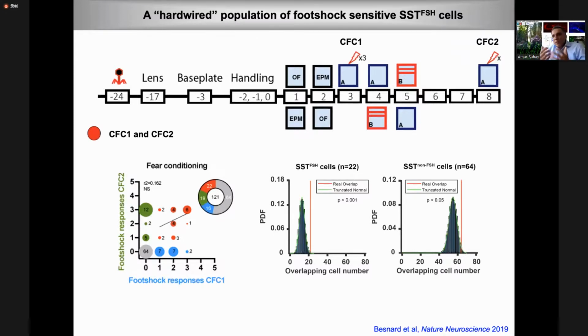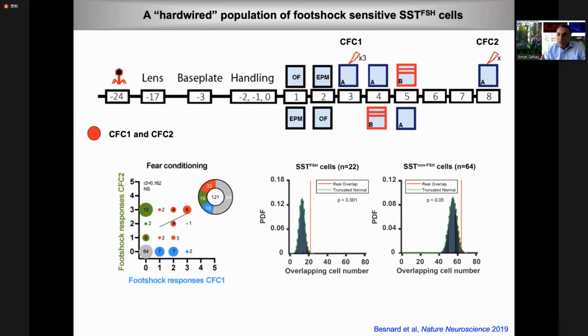There appear to be somatostatin cells that are insensitive or not recruited during contextual fear conditioning, as they are not recruited in either CFC1 or CFC2. And this population of cells, what we are referring to as the somatostatin foot shock sensitive cells, the FSH cells that respond to foot shocks, the overlap between CFC1 and CFC2, as ascertained by PCA, ICA, and CNMFE, is distinct from that of a null distribution.